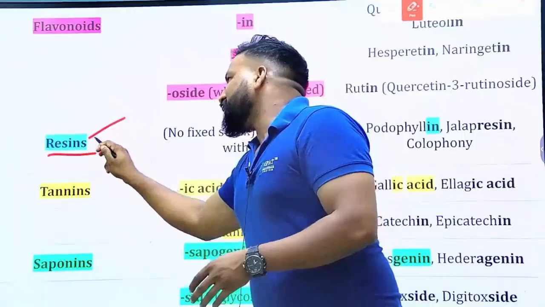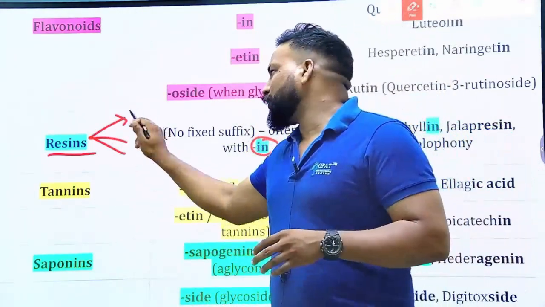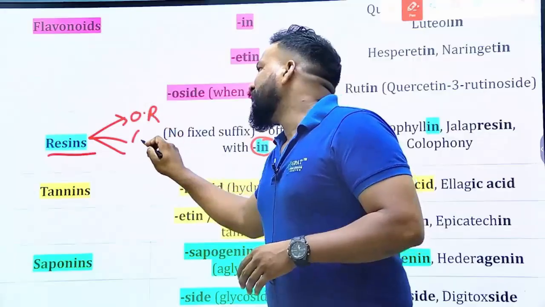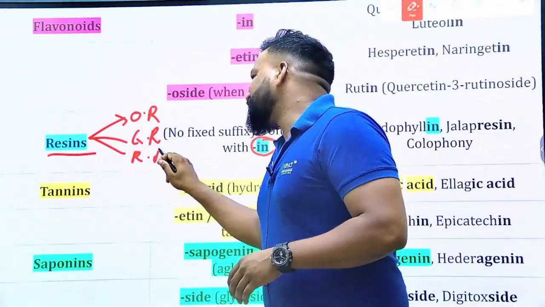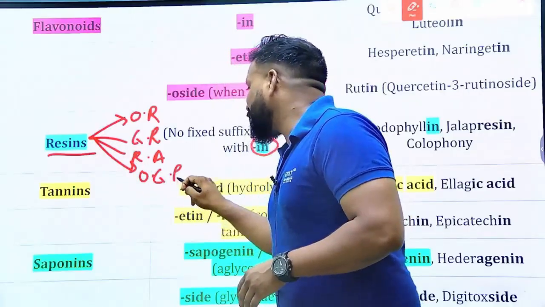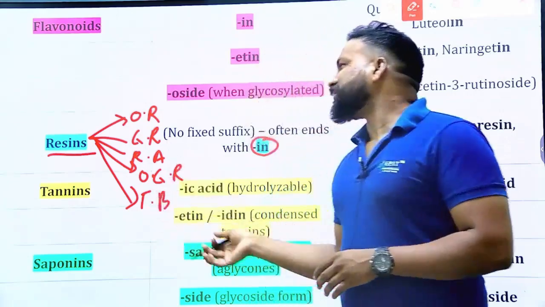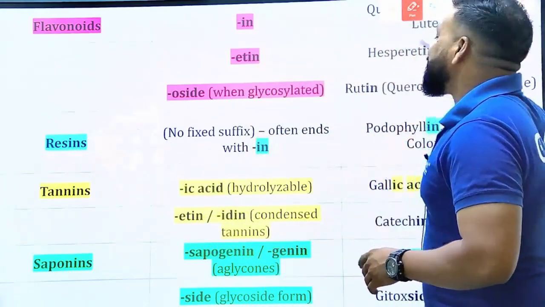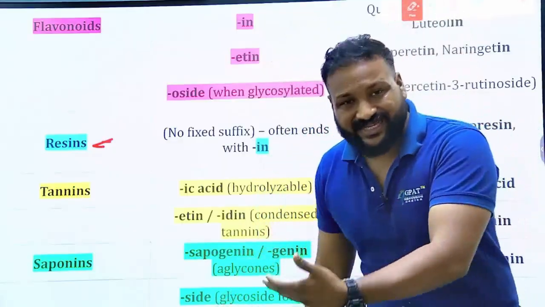Simple. You need to remember the classification. There are four types of classification of resins: oleoresins, gum resins, resin acids, and oleogum resins, and lastly, tolu balsam. These are the classification, but mostly resins end with resin acids like commiphoric acid.